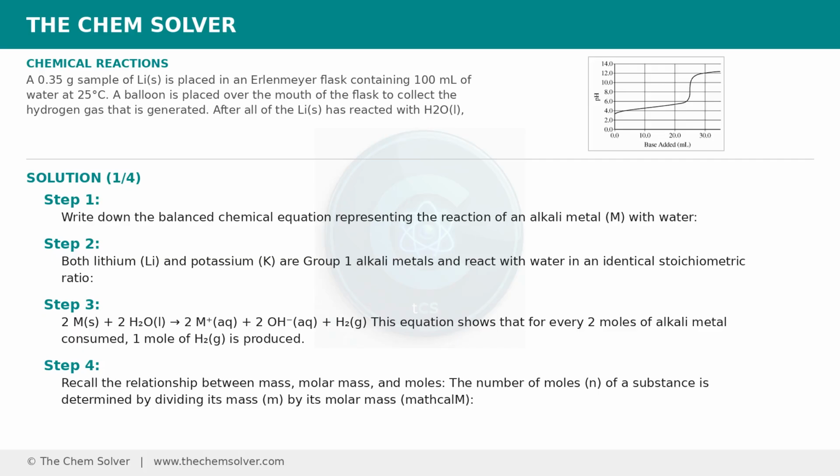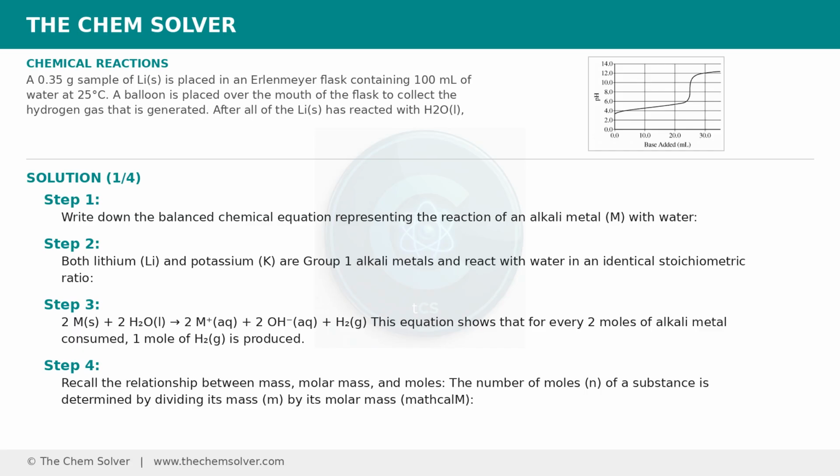Write down the balanced chemical equation representing the reaction of an alkali metal, M, with water. Both lithium, Li, and potassium, K, are group 1 alkali metals and react with water in an identical stoichiometric ratio. 2M + 2H2O → 2M⁺ + 2OH⁻ + H2. This equation shows that for every 2 moles of alkali metal consumed, 1 mole of H2 is produced.